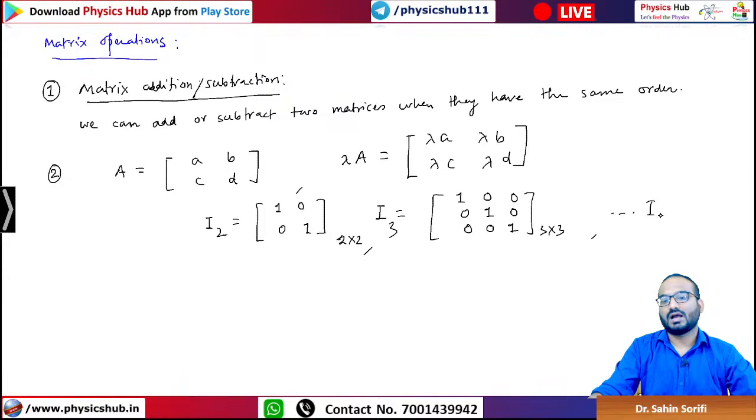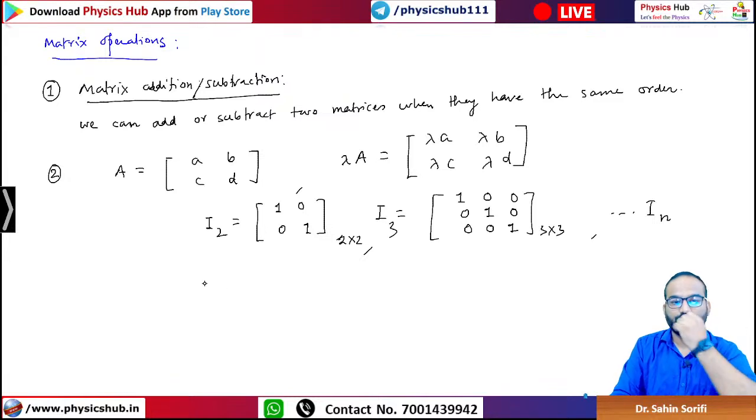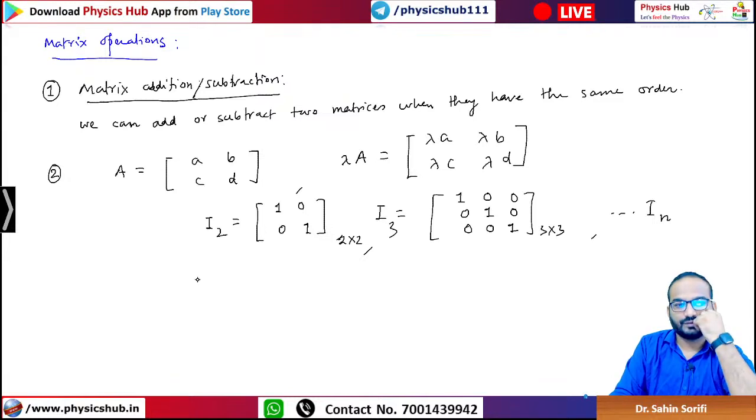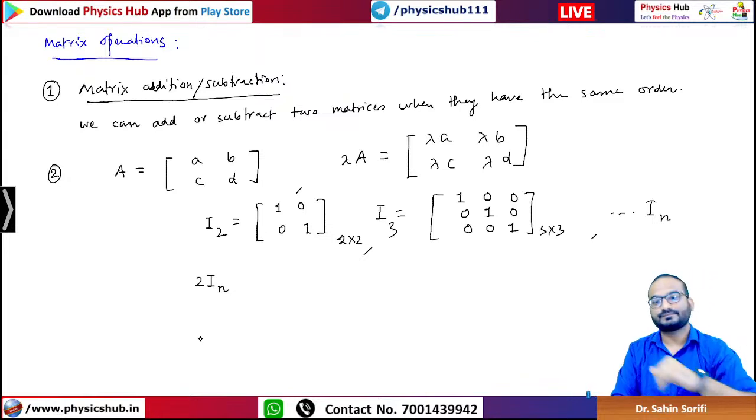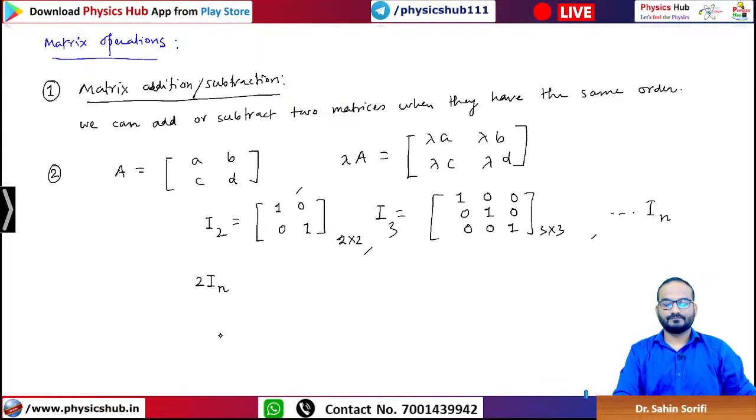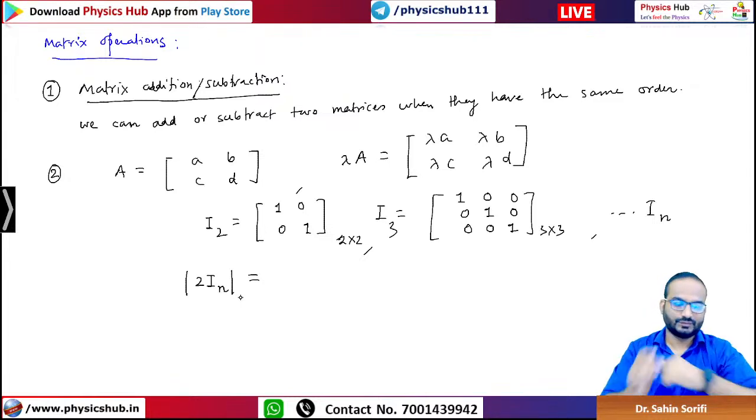If I consider In, which is an n by n identity matrix, can you tell me what will be this 2In? If I consider the magnitude or determinant, what do you get?